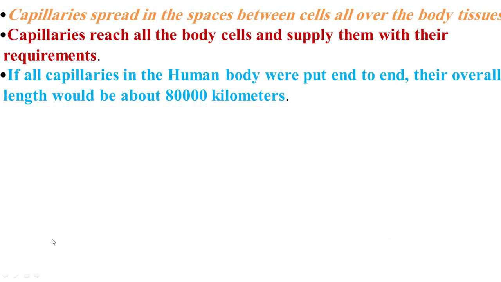Capillaries spread in the spaces between cells all over the body tissue. They reach all the body cells and supply them with their requirements. The blood capillaries branch from an artery or a vein. If it branches from an artery, it is named an arteriole. If it branches from a vein, it is named a venule. Both of them carry blood, food or waste, according to their position.